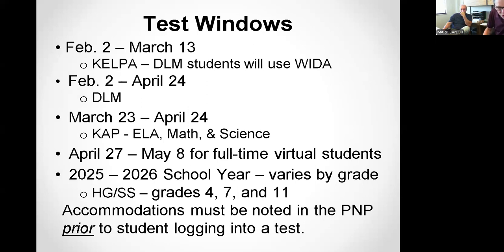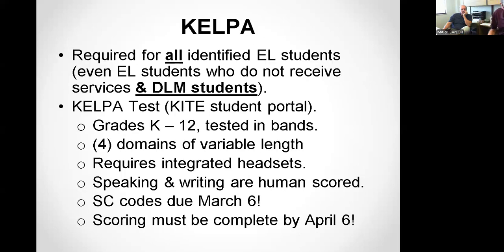The history, government, social studies test is done in the classroom and it's for grades 4, 7, and 11. If a student is taking a test, prior to them taking that, the PNPs have to be filled out. That's a personal needs profile.